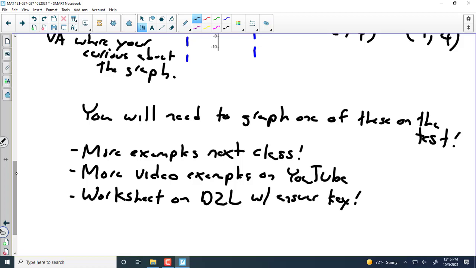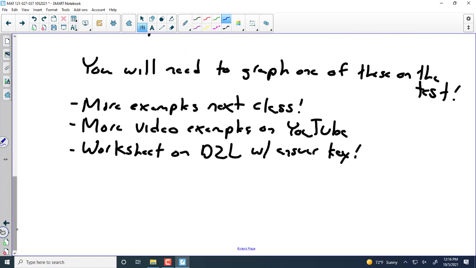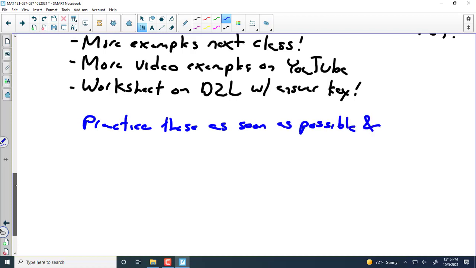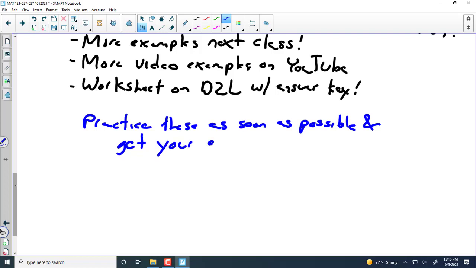I don't have time to graph one of those, but just give me a minute to talk to you all a bit candidly about these things. Because this section comes near the end of the unit, a lot of people don't do well with it on the exam because they're just not ready for this big thing that comes right at the end of these rational functions. Unfortunately, it has to come at the end because we need to build up to it. But you want to practice these as soon as possible and get your questions answered as soon as possible.